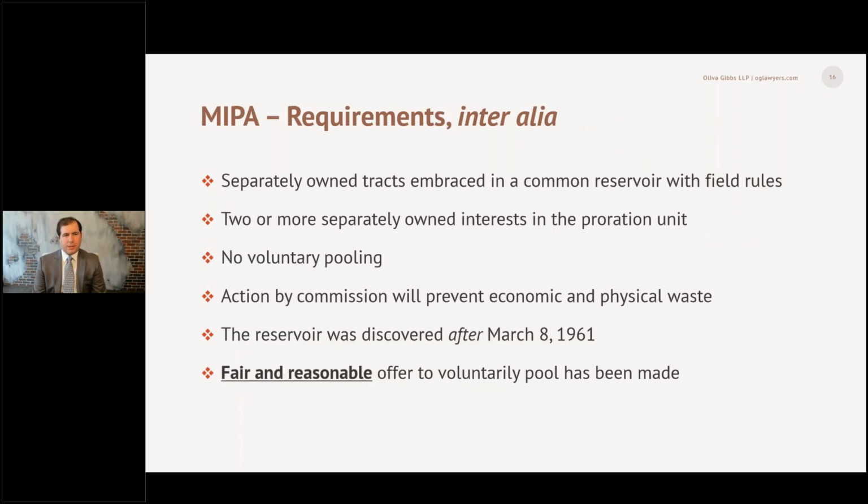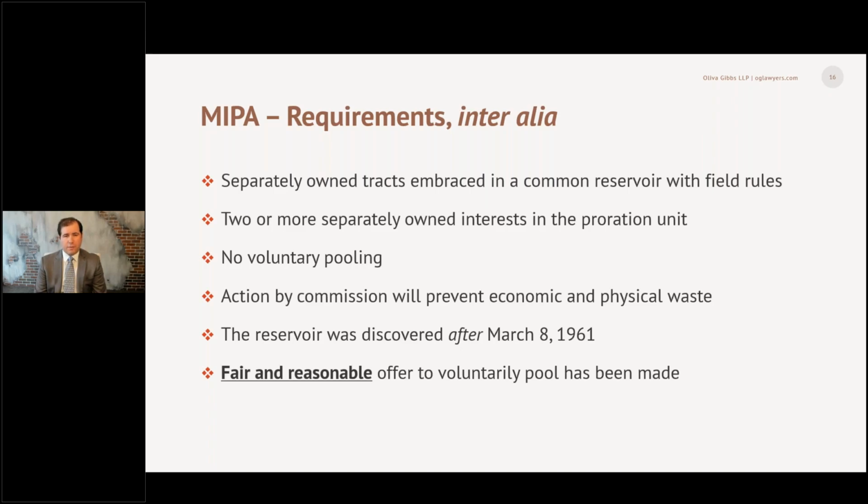Some of the requirements for MIPA: you need to have separately owned tracts embraced in a common reservoir with field rules. So you can't force pool anything that's in separate reservoirs; it needs to be in one reservoir. There need to be two or more separately owned interests in the proration unit. Obviously it wouldn't make sense if it's all a single owned interest. Voluntary pooling must not have been done, so MIPA cannot be accomplished if there's already a voluntary unit there.